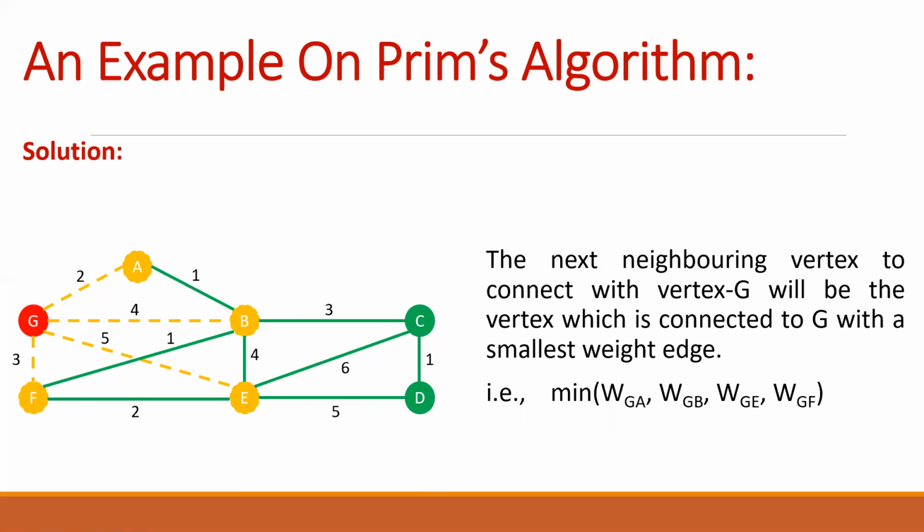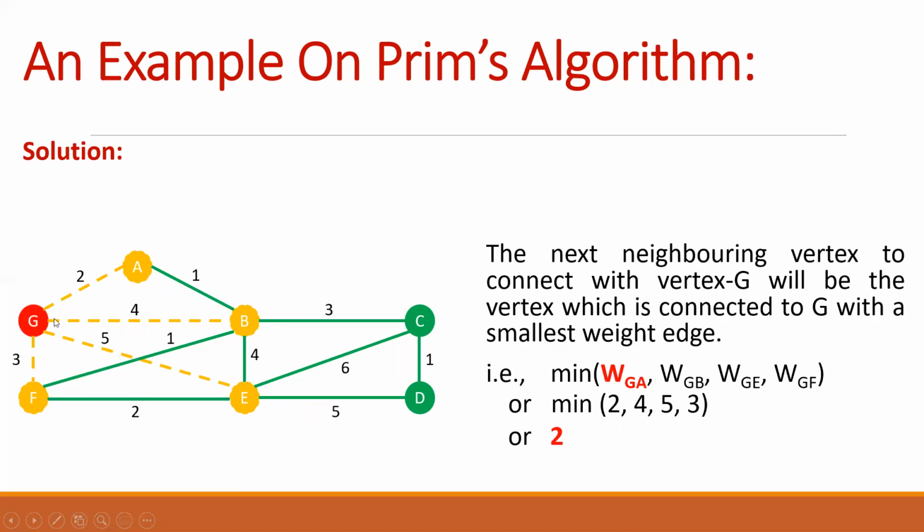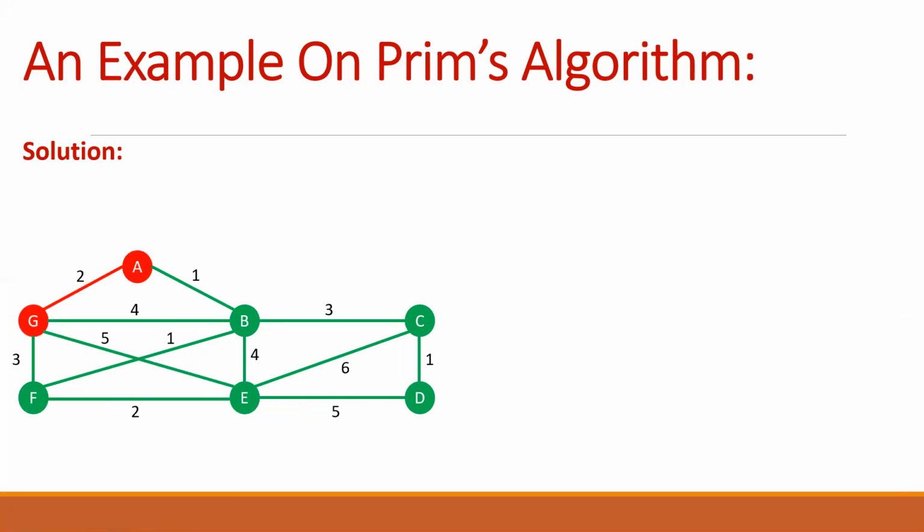So we find the minimum of the weights of G to A, G to B, G to E and G to F. And this value is 2, and 2 corresponds to the edge G to A. Therefore, the next vertex connected to G is decided and it will be A, connected to G through the edge GA. So we have connected GA.